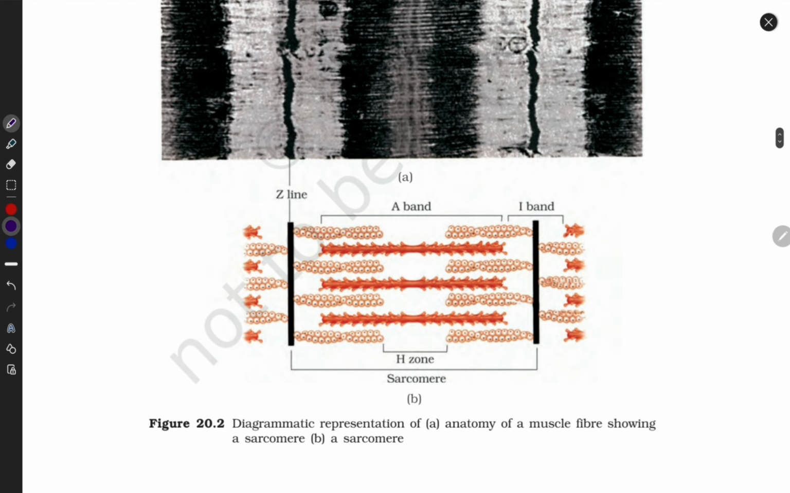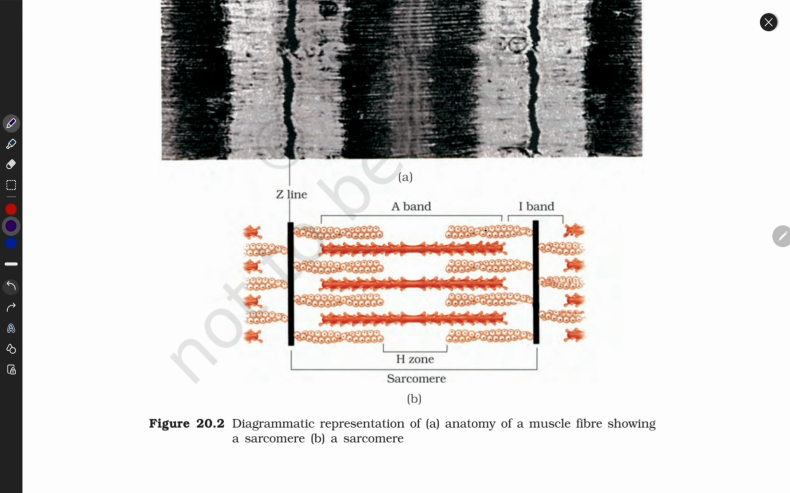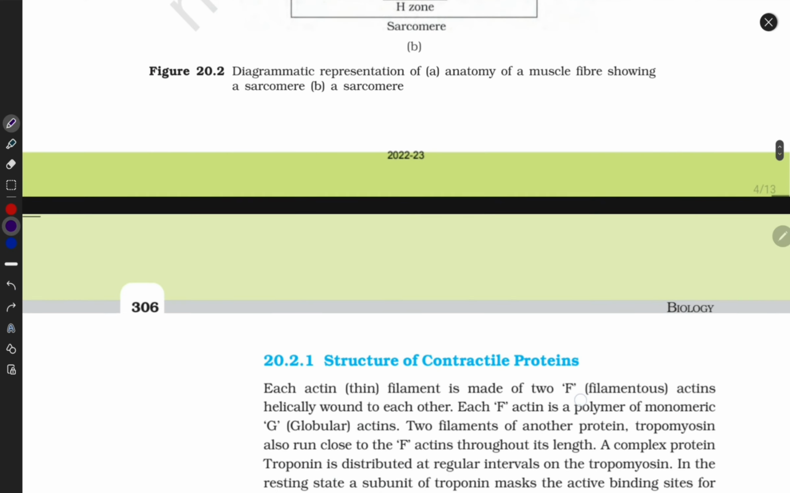Look at here. This is the A band. This is the dark myosin. And this is the I band, light. Now this is the dark band. This is the Z line. And this very dark part, where no one overlaps myosin, this zone is H zone. And from one Z line to another Z line, we call it a sarcomere. This whole contain, we can call it a sarcomere. Clear? Okay. Now, let's move further.